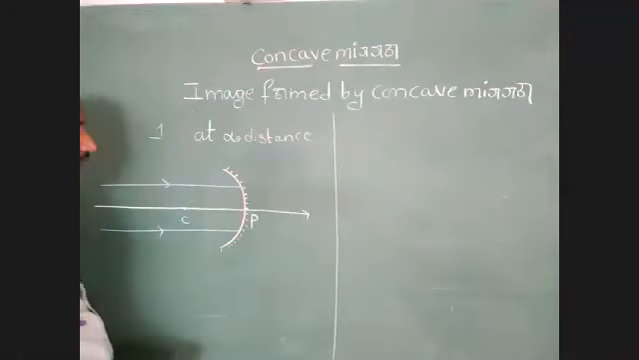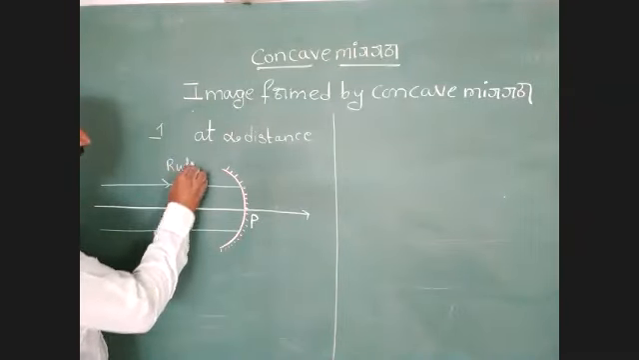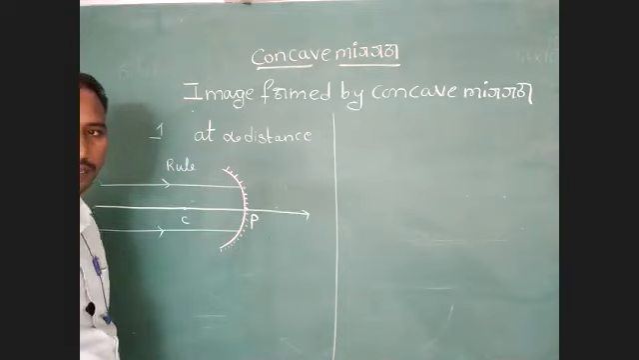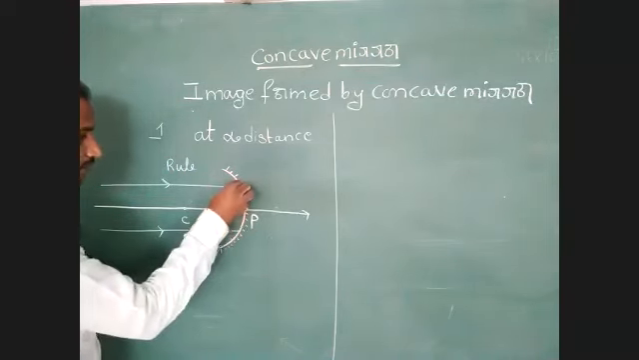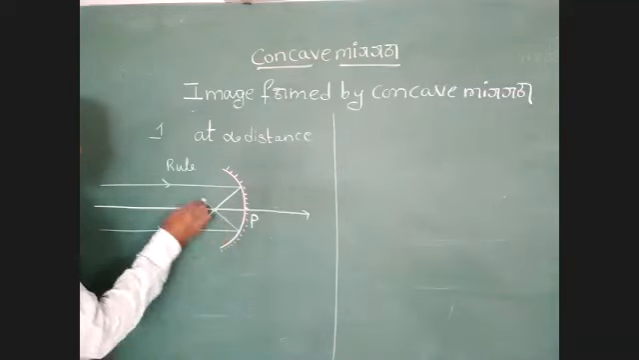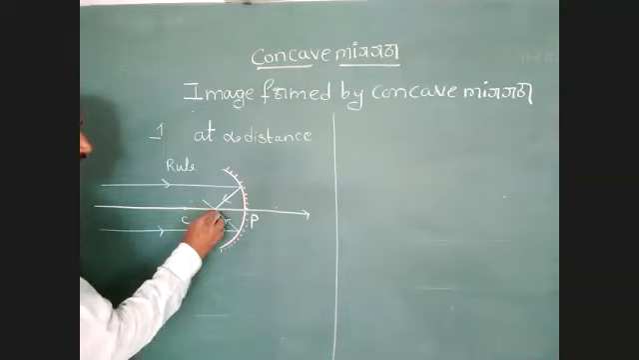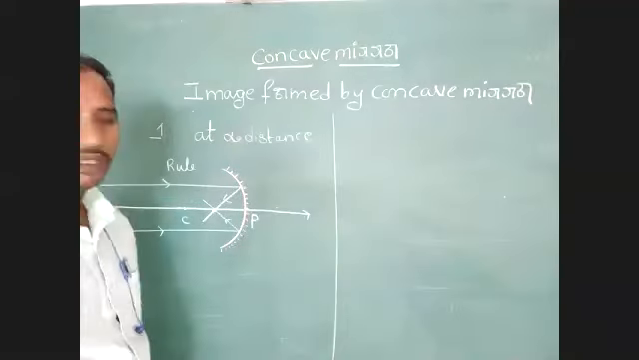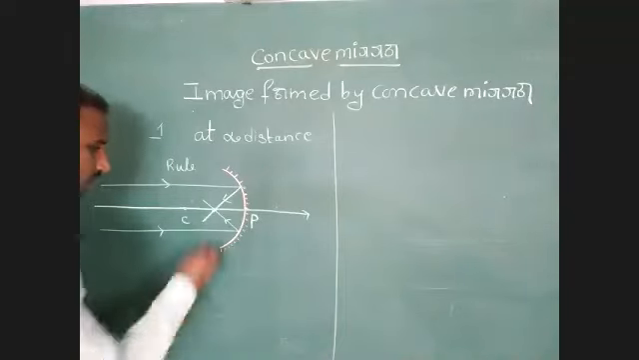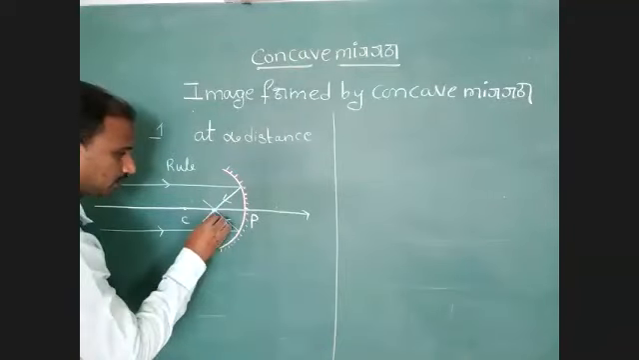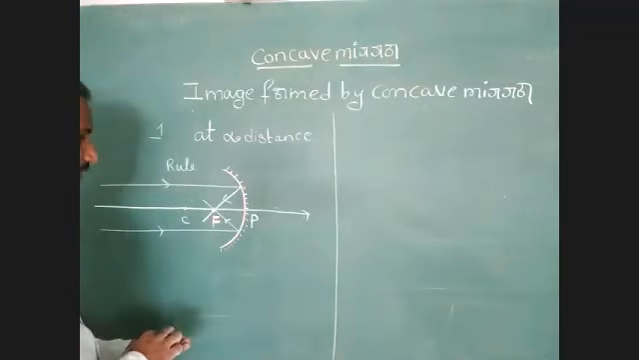Now, just identify rule one. If any ray of light is parallel to the principal axis, after reflection, the reflected ray is passing through the principal focus. Just identify this condition. Here the image formation point is exactly at the principal focus. Okay, so here note down that information.